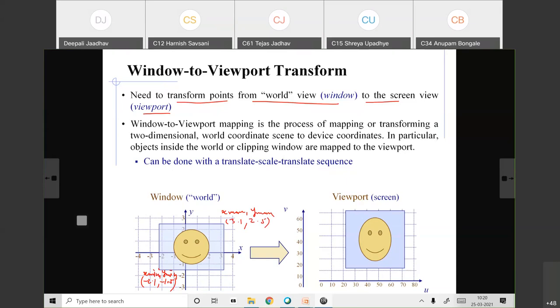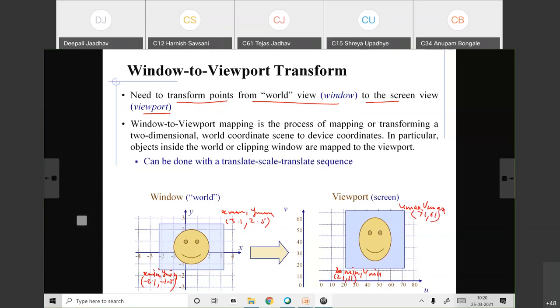Now this window, word window, I want to transform it to the viewport on the screen that specifies some portion of the screen. So when I transform, suppose I want to transform it here, X min, U min, and it is now V min. Okay, what is U min here? 21 and V min is 11. V min and U max and V max. It is U max is 71 and this is 61.